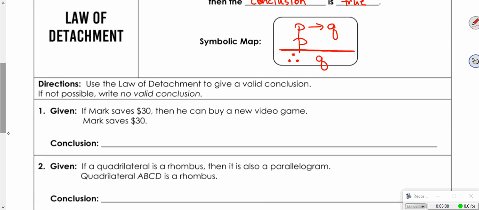So look at the directions here. Use the law of detachment to give a valid conclusion. If not possible, write no valid conclusion. If Mark saves $30, then he can buy a new video game. Mark saves $30. So what conclusion can we draw? He can buy a new video game. Okay, it literally is that straightforward. They give us the conditional statement, if P then Q. We're told that P is true, so then we can conclude that Q is true.